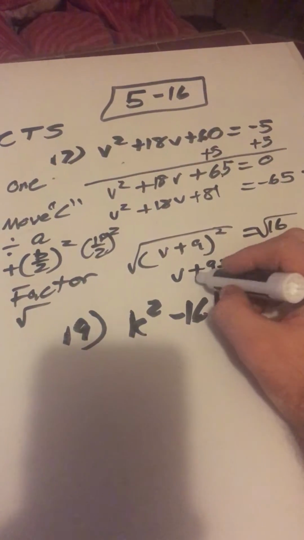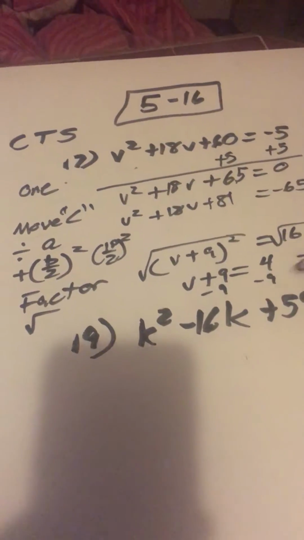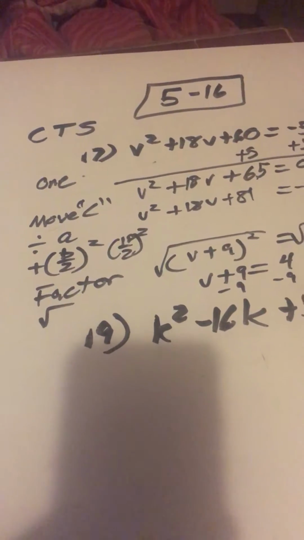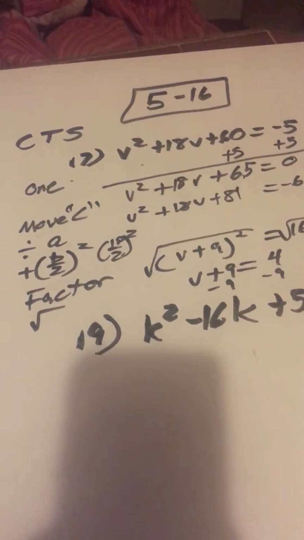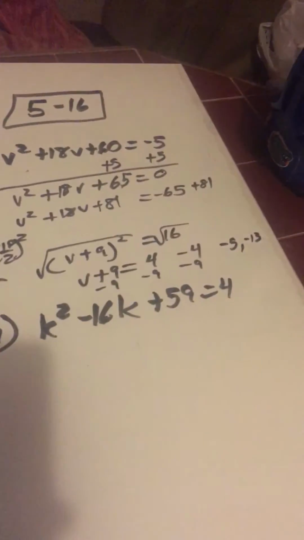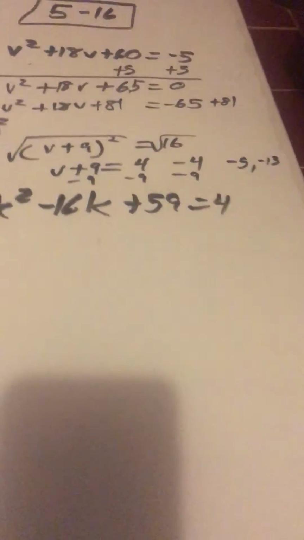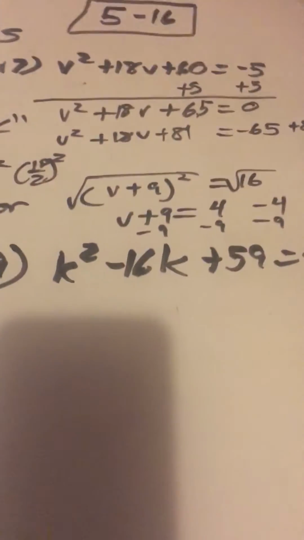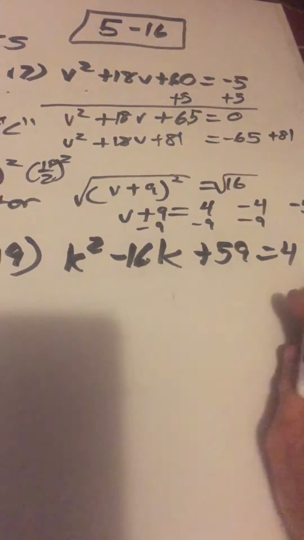And now we just solve. Subtract 9 from both of these, and I have negative 9 plus 4 is negative 5. Negative 9 minus 4, negative 13. So I have a negative 5 and a negative 13. So that was for number 1. Those are my solutions, my x-intercepts, my roots and my zeros. So now next one.